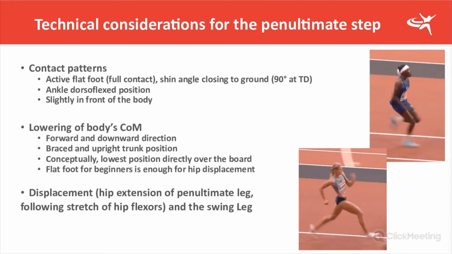The lowering of the body center of mass, we want to see a continued forward movement, but then we see a downward position as the center of mass lowers. Again, we want to see a braced and upright trunk position throughout. And conceptually, the lowest position through the penultimate and into the takeoff is directly over the board.